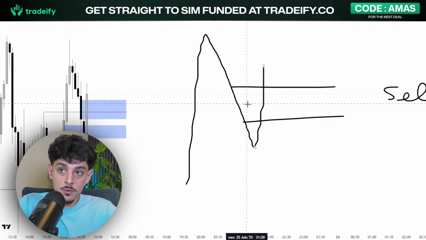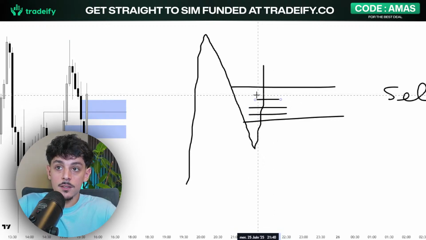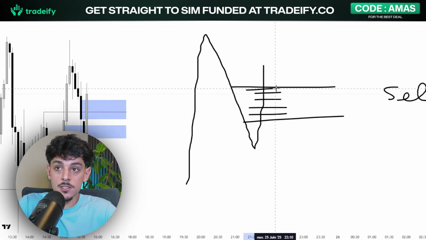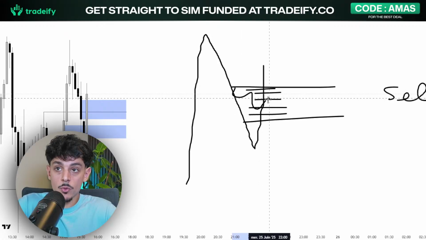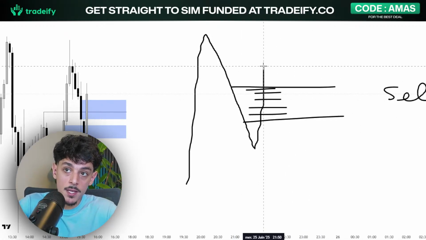But what you guys don't understand is that a lot of sellers are going to try to add here inside this zone on passive orders, which is going to fill all the aggressive orders from that inverse.